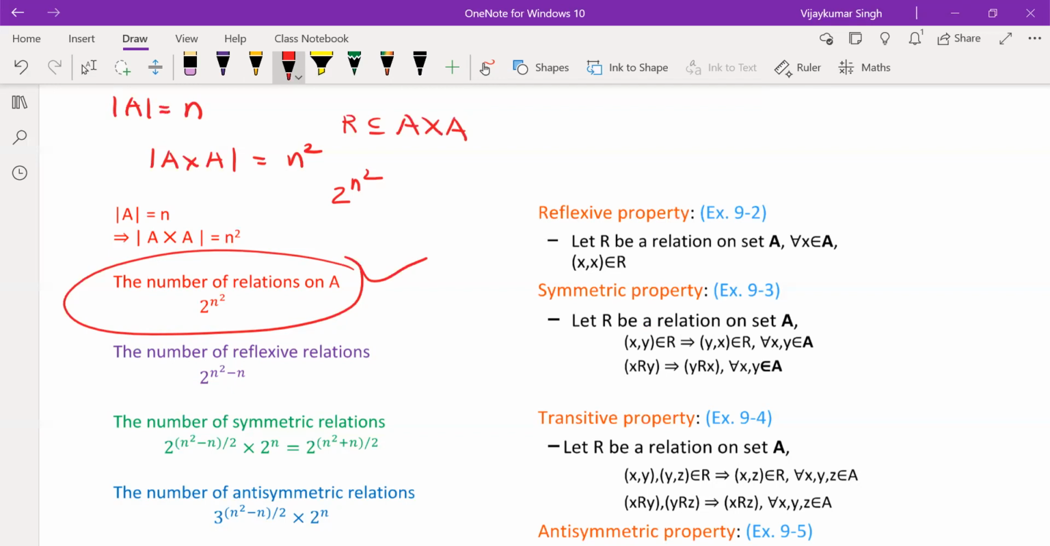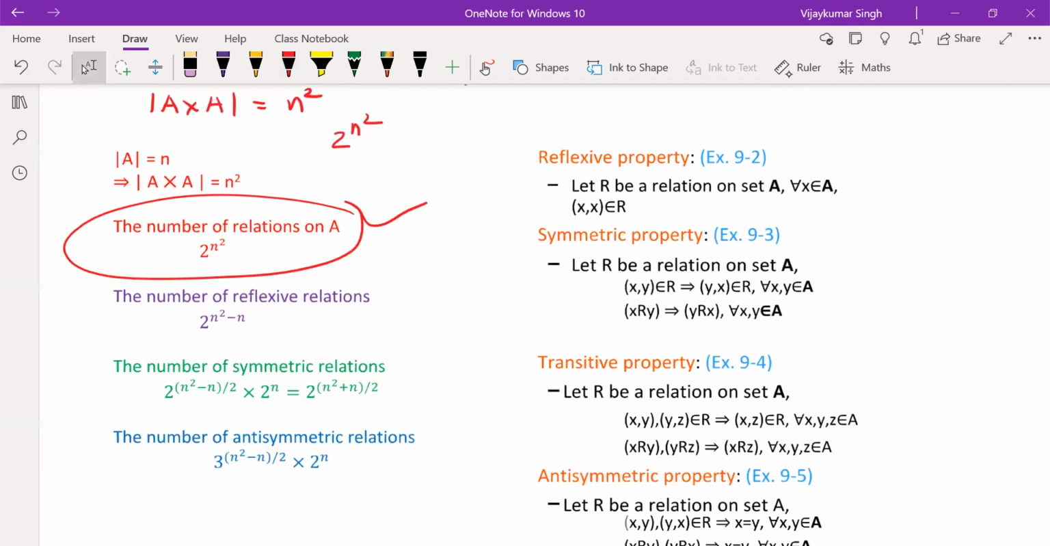Now, next problem. How many of them are reflexive? Let's take a set A. Let's work with something finite and it will give us an idea. Let's take {1, 2, 3}.